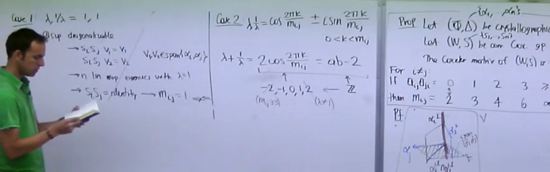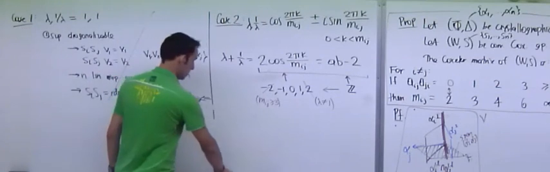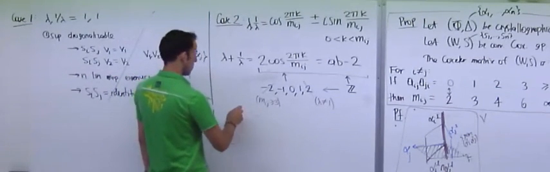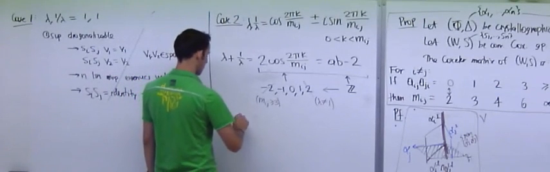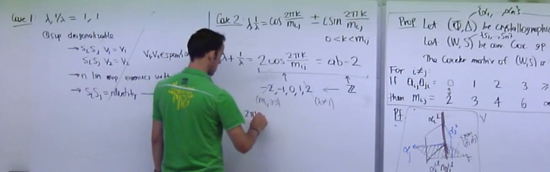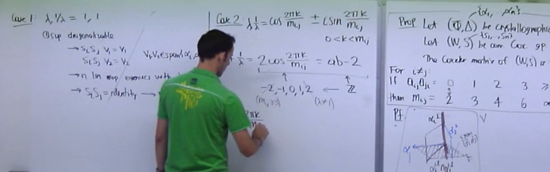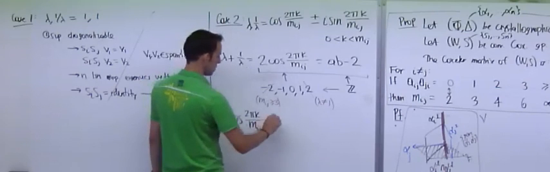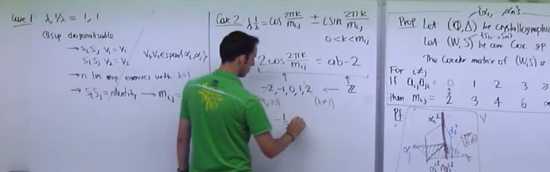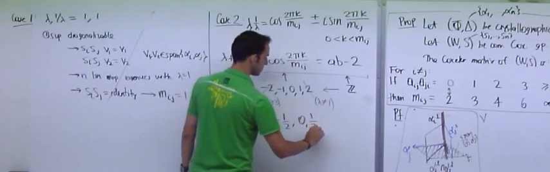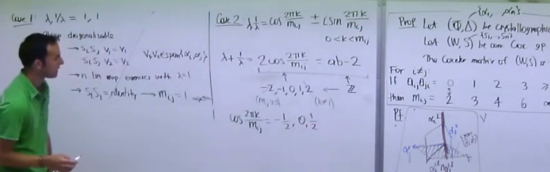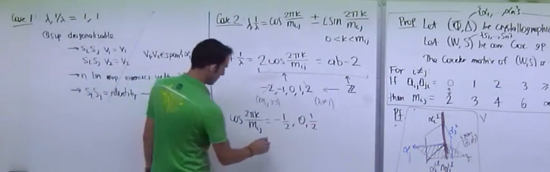Okay. So that means that the cosine of 2 pi k over Mij has to be equal to minus a half, or 0, or a half. Okay. And what are these the cosines of?